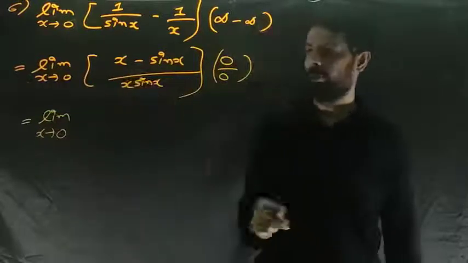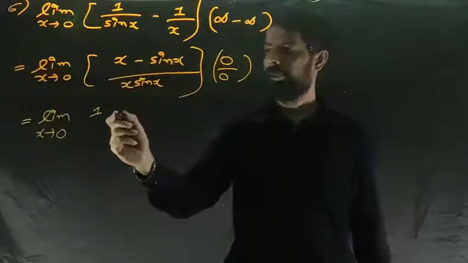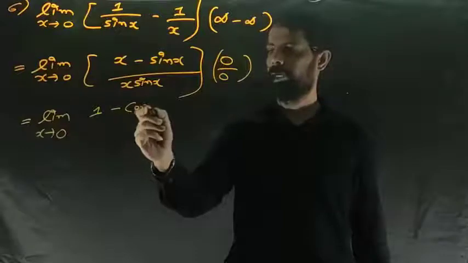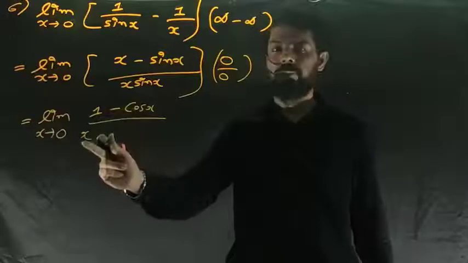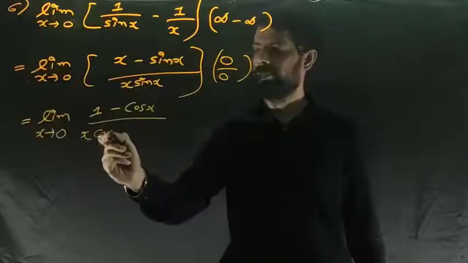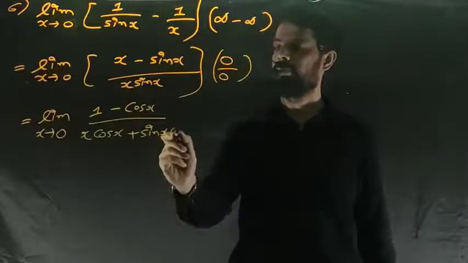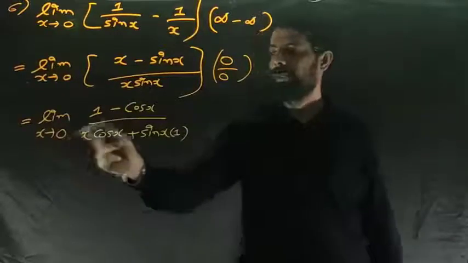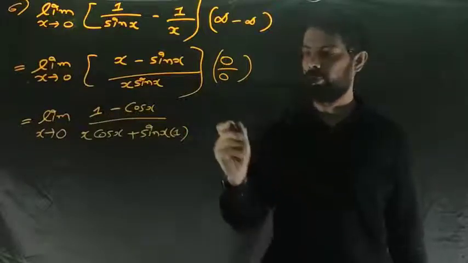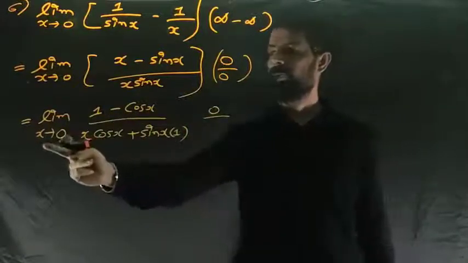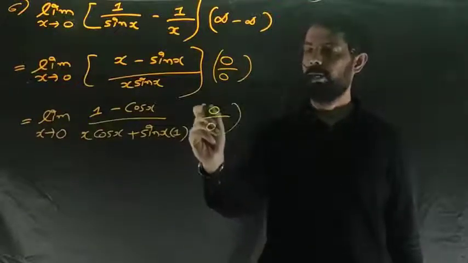Now if we use L'Hopital's Rule, taking the derivative of the numerator, the derivative of x is 1 and the derivative of sin x is cos x. And in the denominator we will use the product rule, so x will be as it is and the derivative of sin x is cos x, plus sin x will be as it is and the derivative of x is 1. Now replacing x by 0, cos 0 is 1. So 1 minus 1 is 0, so in the numerator it will be 0. And in the denominator if we replace x by 0, it will be 0 and the value of sin 0 is 0. So it will be 0 by 0 form.